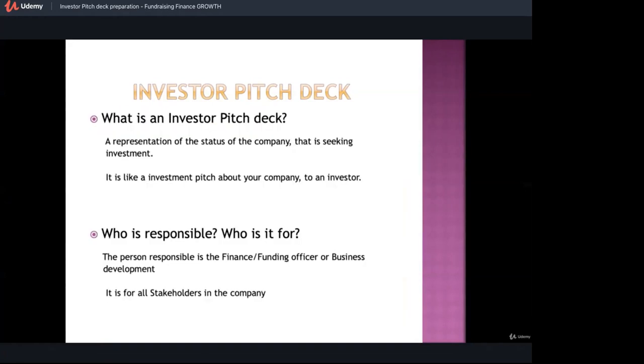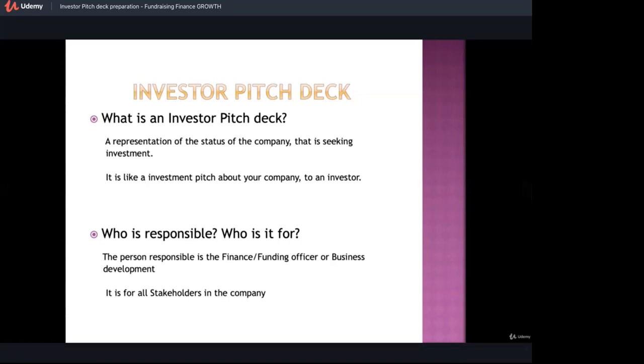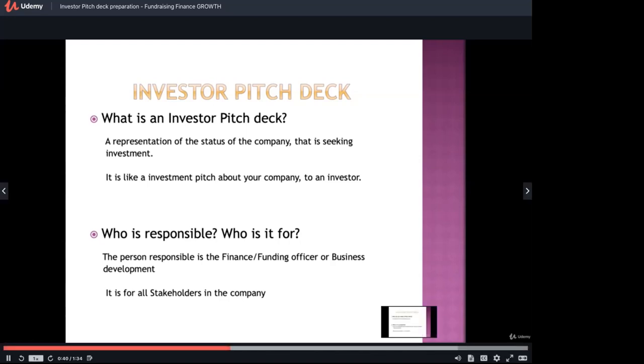What is an investor pitch deck? The investor pitch deck is a short presentation that represents the current state of the company or startup. It is for founders who are seeking investment and for investors who would like to invest in companies. The founder will use the 10-slide pitch deck to pitch to an investor in a short time frame, say 5 minutes.